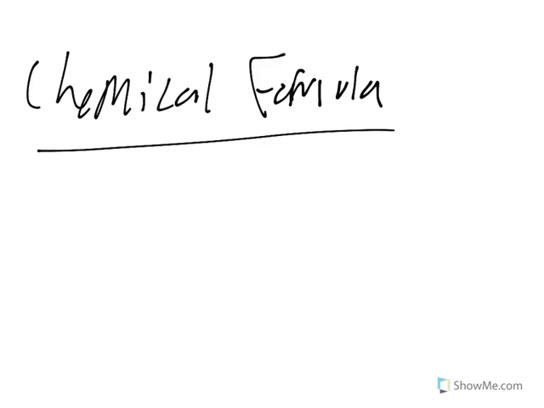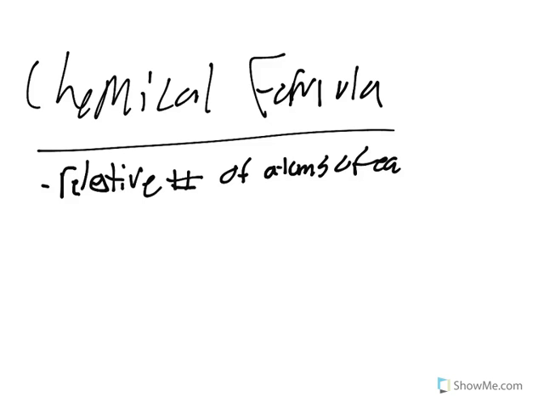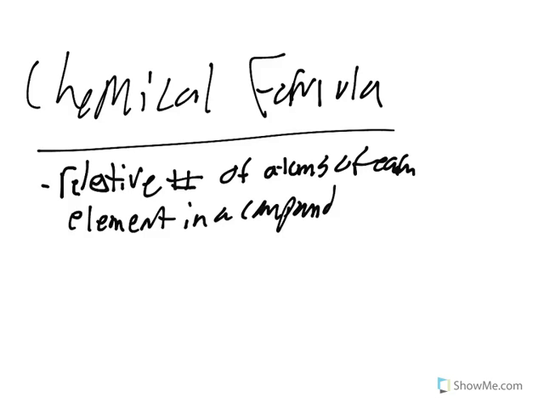The chemical formula indicates the relative number of atoms of each element in a chemical compound. The chemical formula allows a consistent way of referring to different chemical compounds. There are different types of compound.